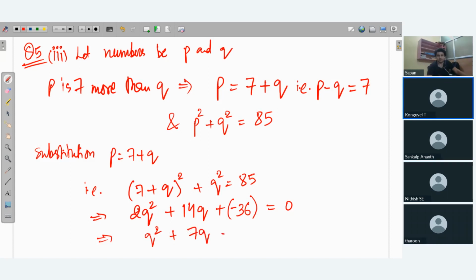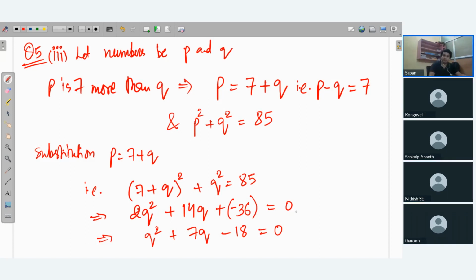Sir, what should we find? I got till here correct, sir. At the end we find the numbers P and Q. So you took 2 out of it, right, sir? Like factorize it, divide it by 2. Till here I got it correct, sir.